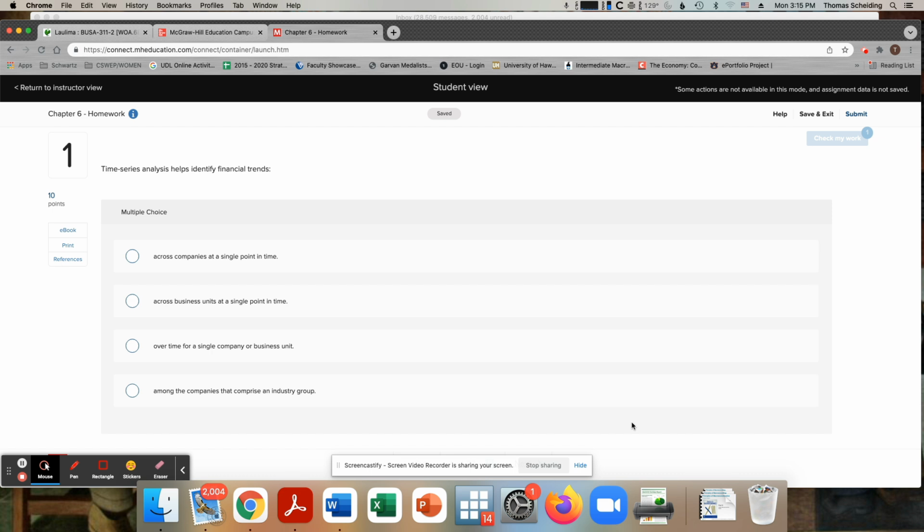What does time series analysis help us do when we're trying to identify financial trends? Keep in mind that this is a definitional question where what we're trying to do with a time series analysis is analyze the sequence of data over time. I kind of gave away the answer here, because that means we're not looking at things at a single point in time. So you cross out both of these. Our definition of time series analysis is time based, but it's over time for a single company. So that is the correct answer.